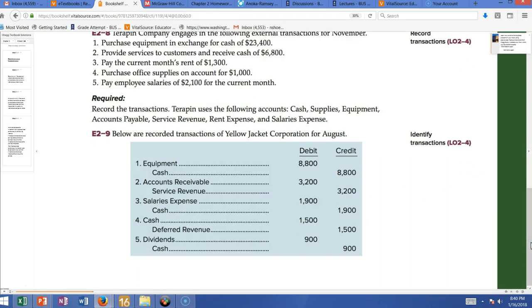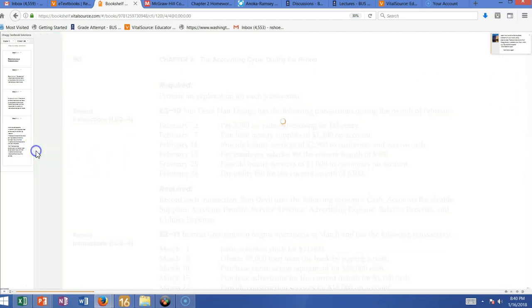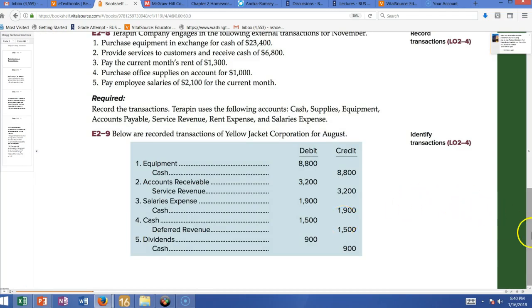Example, exercise 2.9. Below are recorded transactions of Yellow Jacket Corporation for August. Provide an explanation for each transaction. So, who wants to take the first one? Good. Pay cash for equipment. Perfect. So a debit to equipment and a credit to cash means we purchased equipment of $8,800 for cash. Awesome.